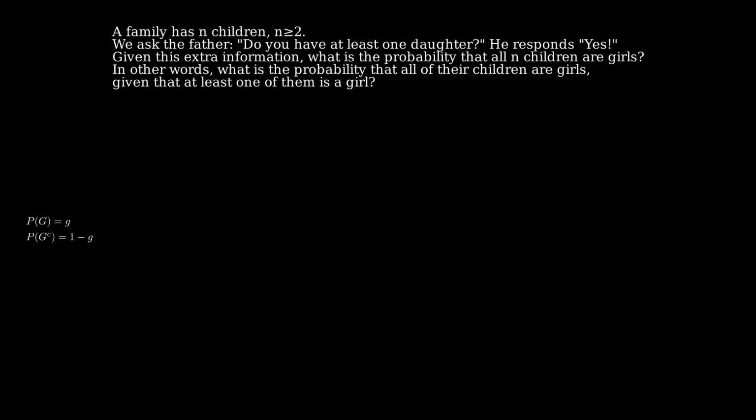Let's see what the question asks for. It wants the probability that all of their children are girls, given that at least one of them is a girl. Let's call the set where all children are girls Xn, and the set where at least one of them is a girl X. According to Bayes' theorem, we have the following.